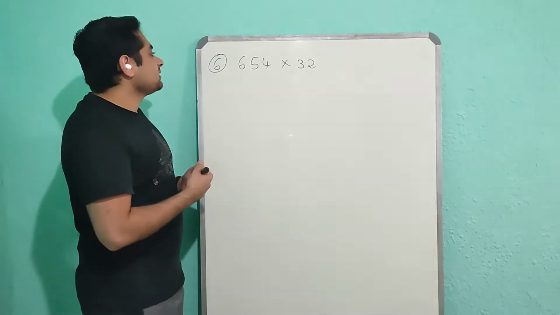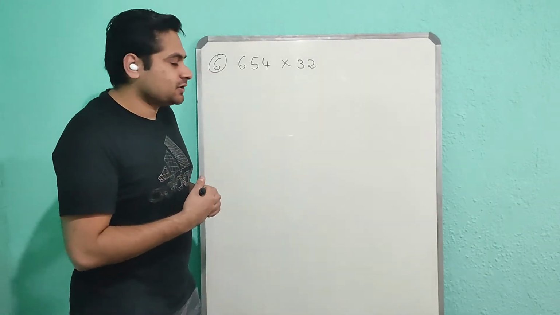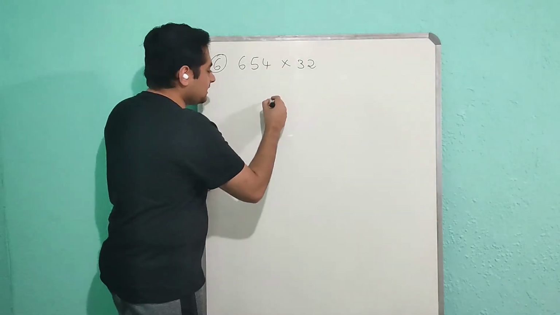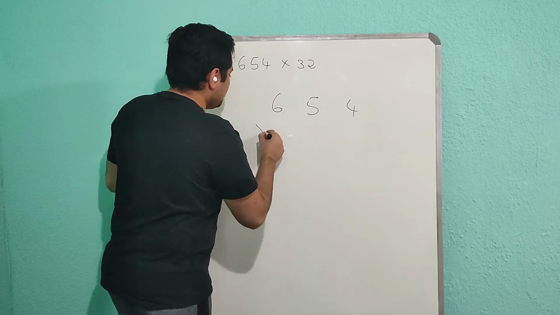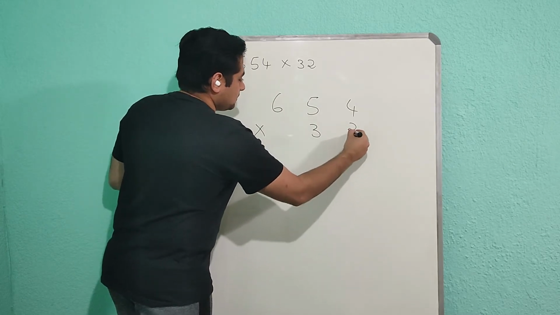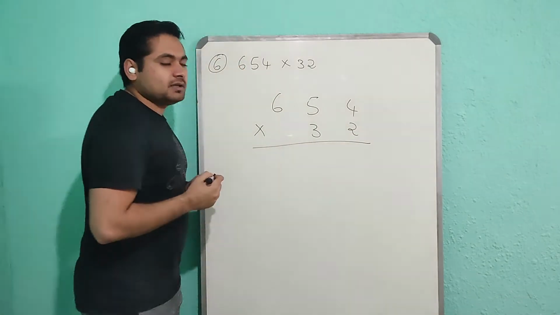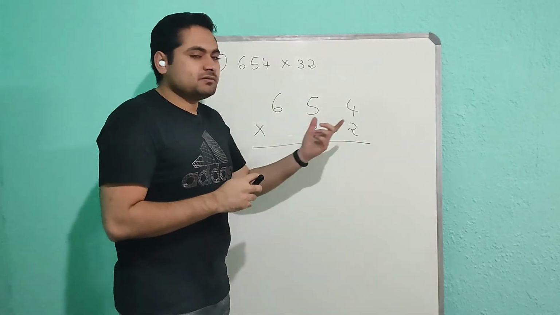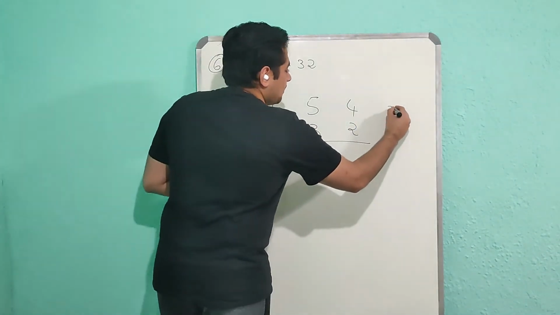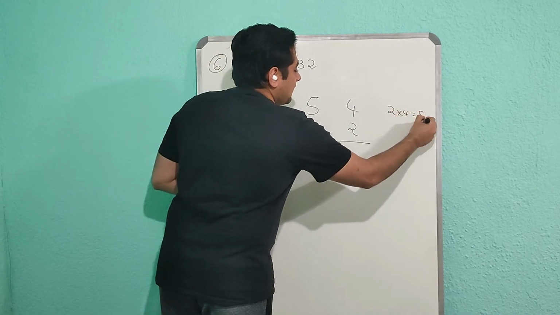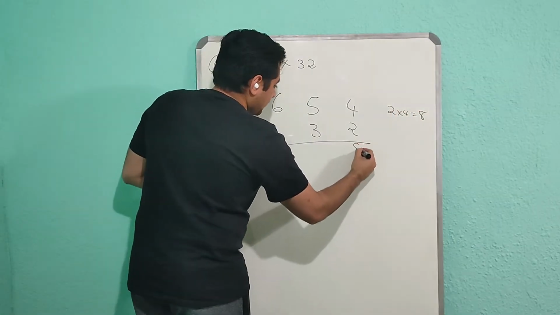Example 6 says 654 times 32. So we write the big number on top. We write 654 times 32. Right? So let's go and open the first packet of chips, right? We go and say 2 times 4. What is 2 times 4? 2 times 4 gives us 8, right? So we write 8 as it is.